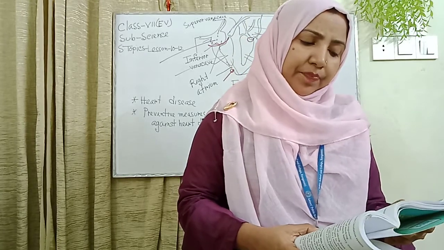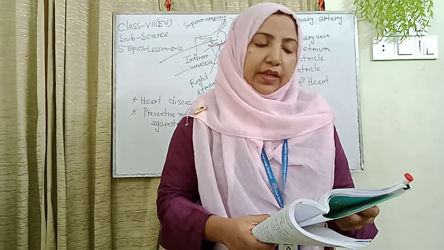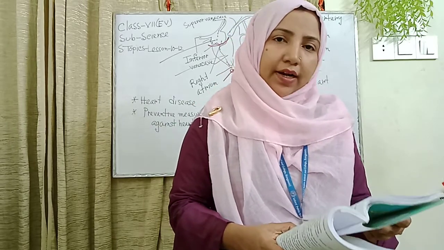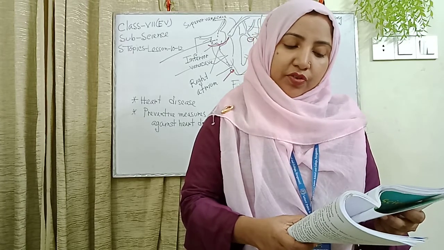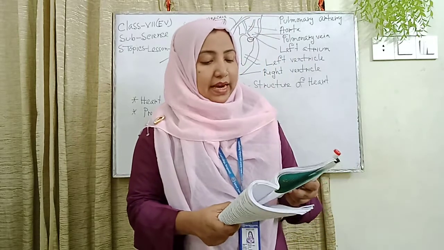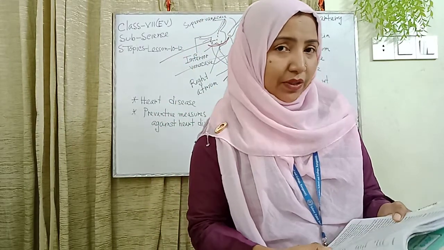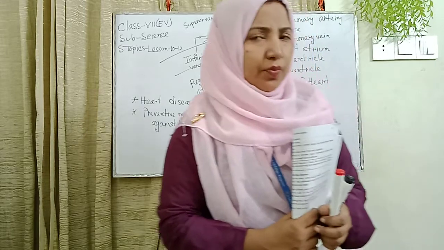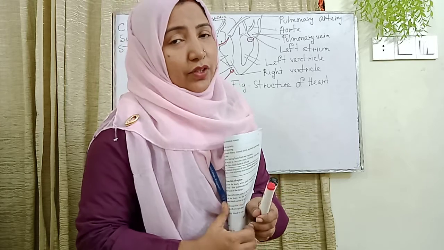Similarly, when the heart expands, blood from different parts rushes to the heart through veins. In this way, blood flows from the heart to the different parts of the body and comes back to the heart when the heart contracts and expands. There are basically 2 methods: one is expanding and the other is contracting.